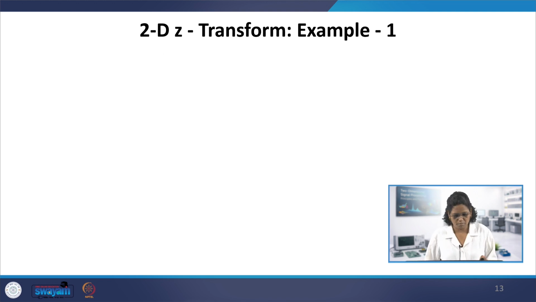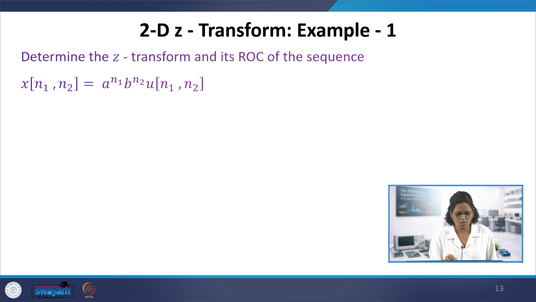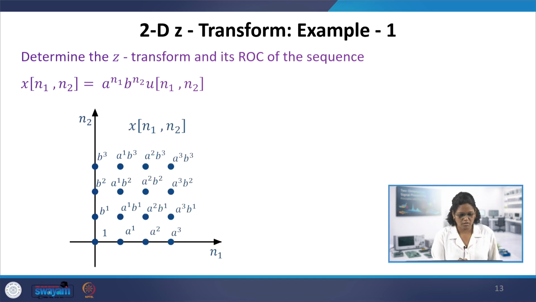Now taking an example, compute the Z transform and its ROC of the sequence x of n1, n2 equals a power n1, b power n2, u of n1, n2. So this is also restricted by u of n1, n2, that is, to first quadrant sequences. We consider a as less than 1 and b also, so that will be an exponentially decaying sequence. That is not a concern here. We plot the sequence first; because it is multiplied by u of n1, n2, which exists in the first quadrant, this sequence would also exist in the first quadrant.